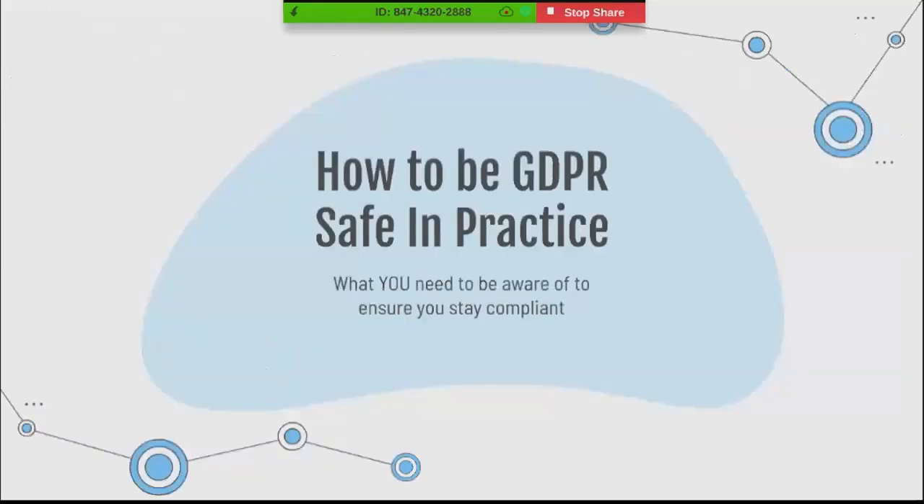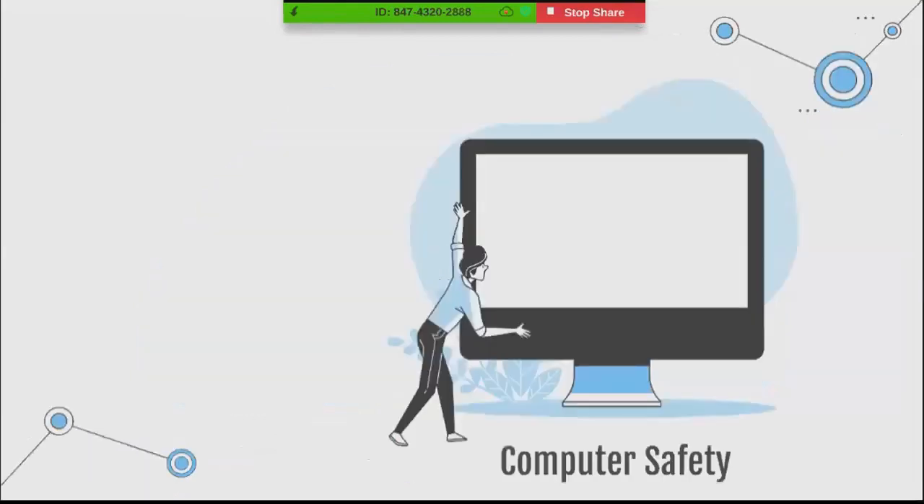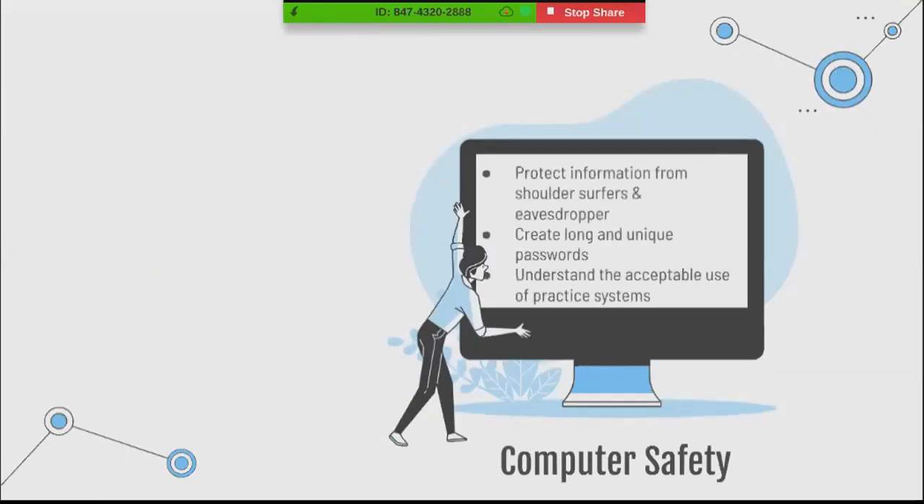So how to be safe in practice? How can you be GDPR compliant in your practice, and what do you need to be aware of? So the first thing is, again, predominantly most practices are computer-based these days. So we need to make sure we've got good levels of computer safety. So we should protect information from shoulder surfers and eavesdroppers. What is on your screen is potentially in view of people who could access that data for nefarious purposes. So we need to make sure that people aren't looking over the screen.